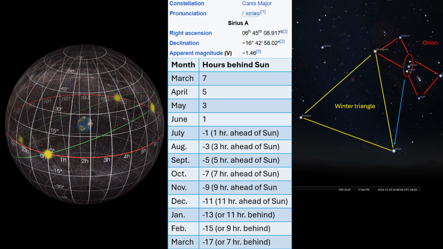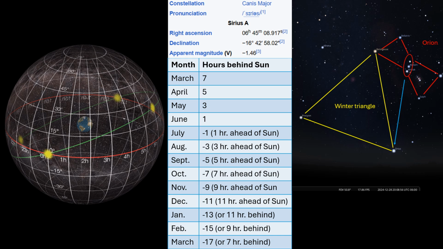Let's look at Sirius. At the vernal equinox, it's 7 hours behind the Sun. In April, the right ascension of Sirius doesn't change, but the Sun has moved from 0 right ascension to 2 hours. Now Sirius becomes 5 hours behind the Sun. Each month, the Sun moves by 2 hours. So in May, Sirius becomes 3 hours behind the Sun. In June, only 1 hour behind the Sun. And sometime at the end of June or early July, Sirius will rise with the Sun at the same time.